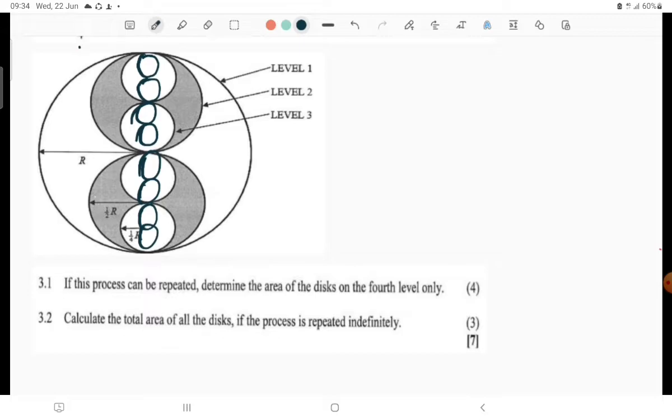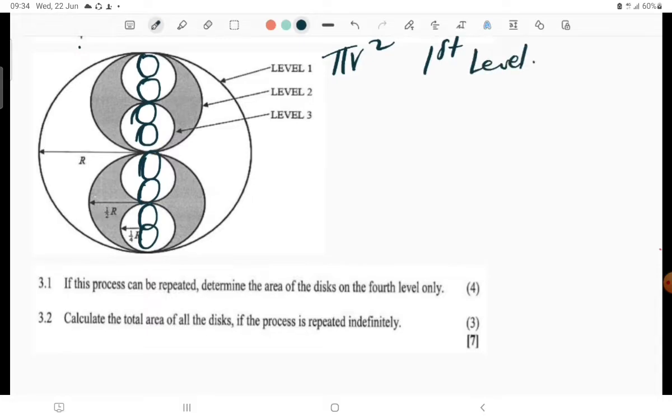Now we just need to find out the way. The idea is that the biggest circle has a radius r, which means the area of it is going to be pi r squared. So that is the area of the first level. So the area of the first level is that.